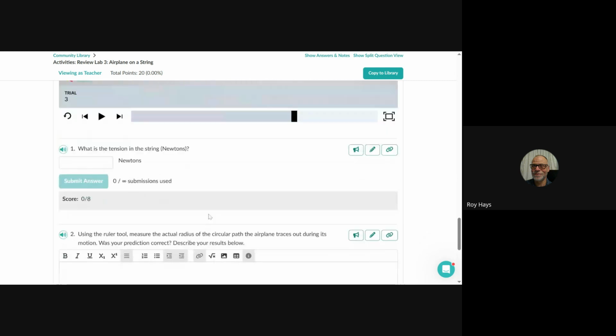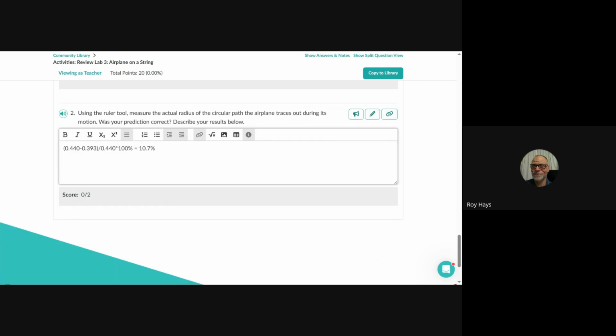So the value that I predicted was 10.7% off from the value that I measured, and I would make some plausible explanation as to why that might be.